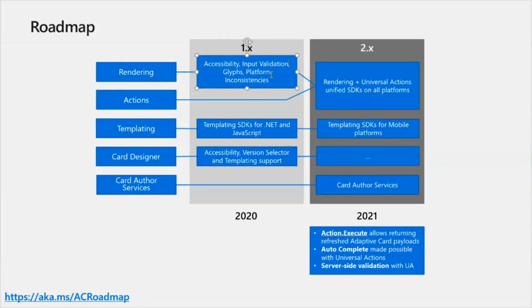Input validation is our biggest feature coming at the rendering layer. So this will be client-side validation. If you have a couple inputs on your card and they're required, you'll be able to just say they're required. If it's a text input, you'll be able to provide a regular expression to say this is the format I want it in. If it's a choice set and things. And so that's a great improvement. It's by far our highest requested feature.